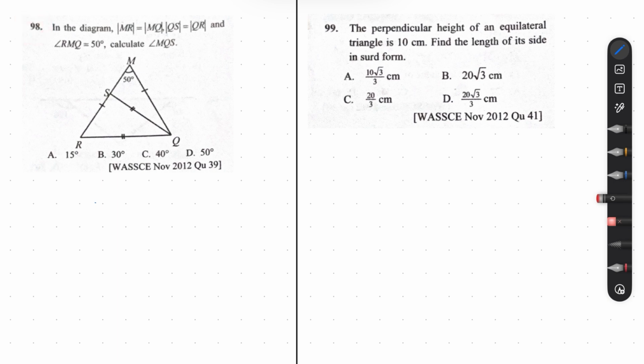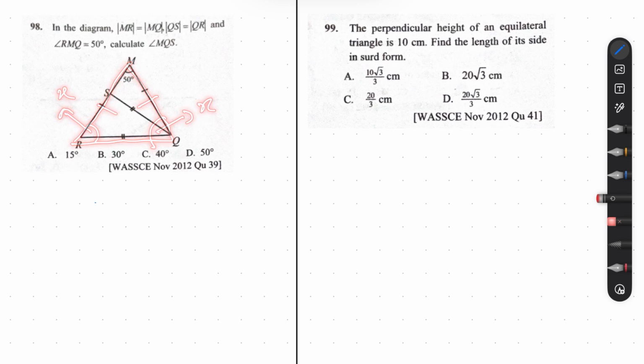So, in the diagram, the length of MR is equal to the length of MQ. So, this is the same as this, okay? That means these angles will be the same, because you have an isosceles triangle. These two sides are the same, so the angles they form at the opposite end will be the same. So this angle, if it is x, then this angle will also be x.